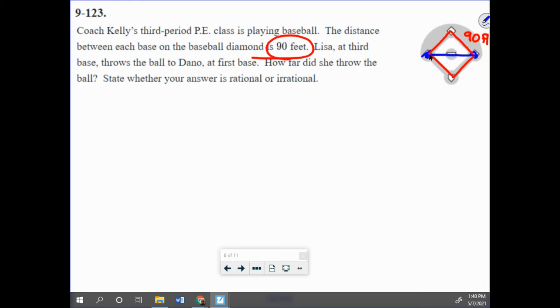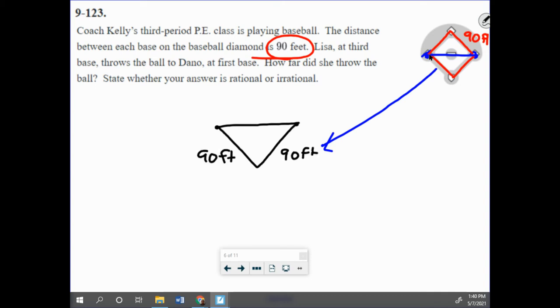So if I took that picture out, if you can picture it, let's put it exactly how it would look. So I would have something like this. Here's third base. Here's first base. Throw across. I know this is 90 feet. And I know this is 90 feet. And since it's a baseball diamond, which is a square, that means this is a right angle. So therefore, I'm finding this missing side here.